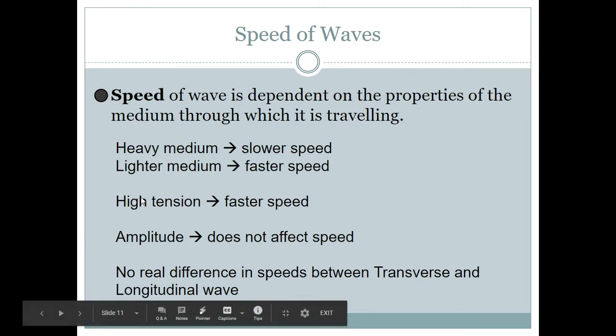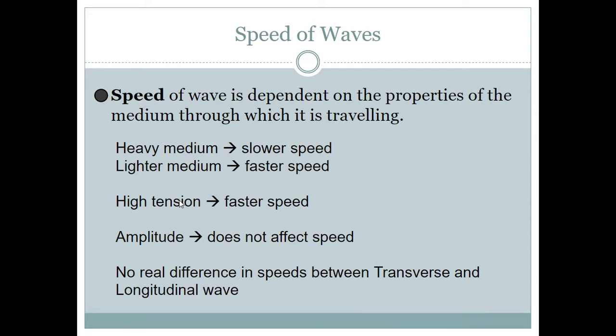Tension is another property of the medium. The higher the tension, the faster the speed. Imagine a guitar string. The tighter you tighten it, the higher the frequency, and you'll notice the waves will travel really fast up and down. Or if you make it really not tense, you lower the frequency, and if you flick it or strum it, the wave will travel more slowly. So high tension, faster speed; low tension, low speed.